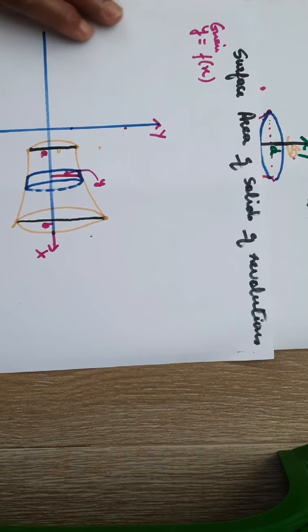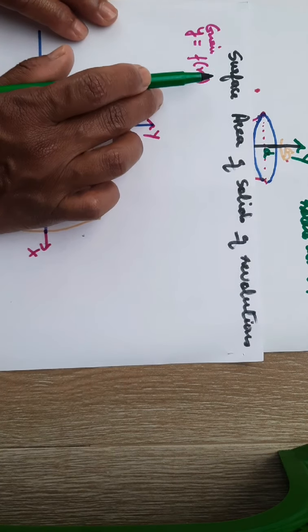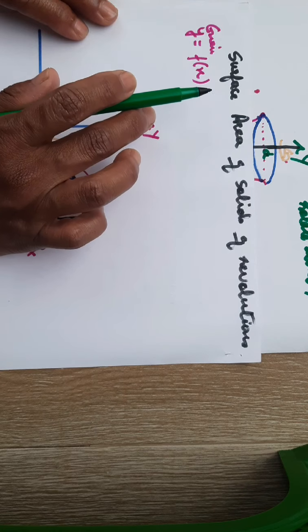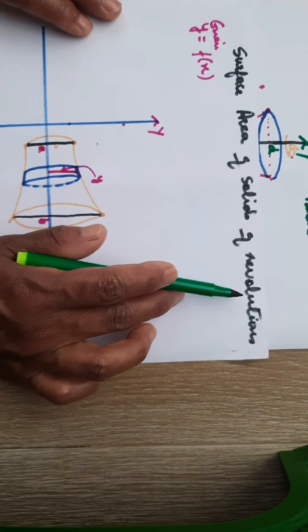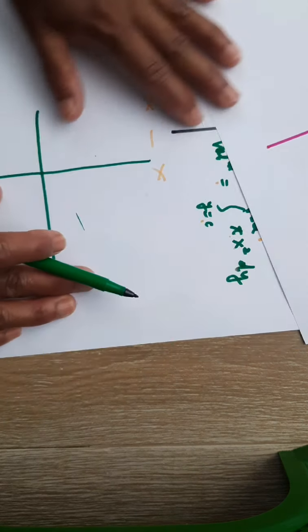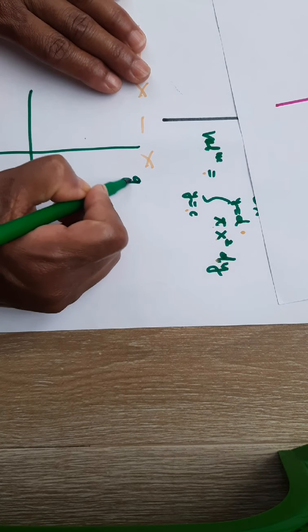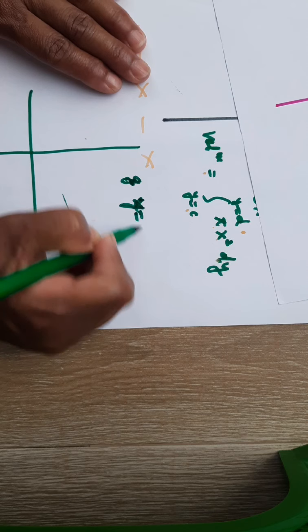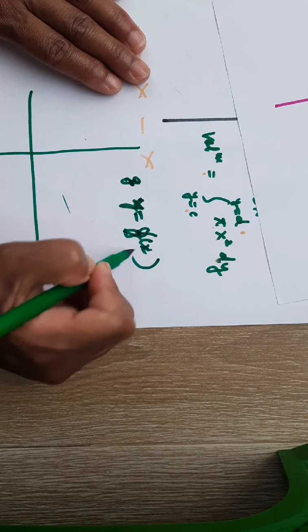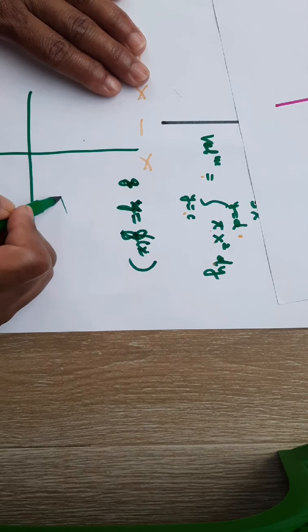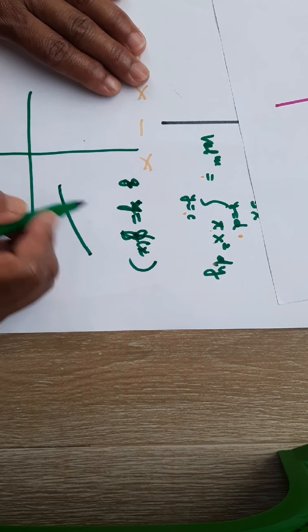Hello student, today I am going to explain how to derive the formula for the surface area of a solid of revolution. Just like in the case of volume of solids of revolution, if I take y is equal to g of x, that means f of x is a given function.